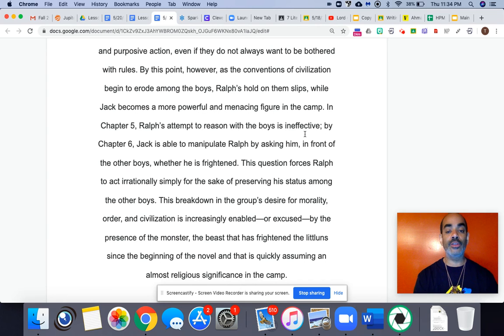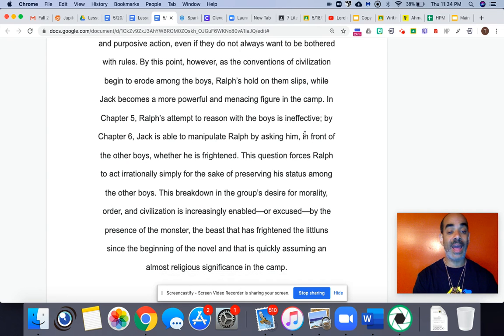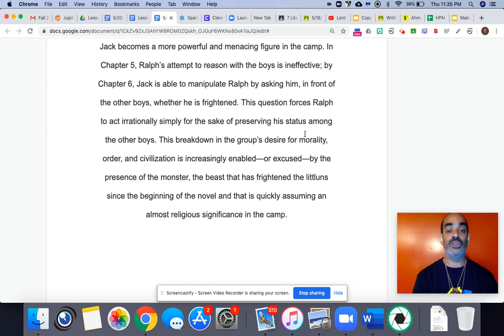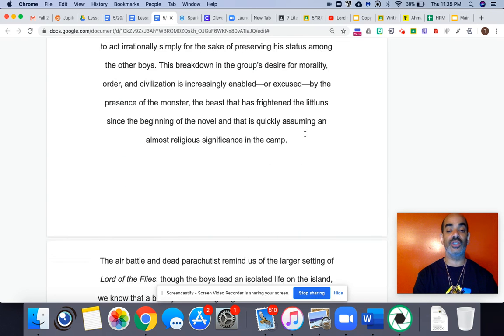The breakdown in the group's desire for morality, order, and civilization is increasingly enabled or excused by the presence of the monster, the beast that has frightened the little ones since the beginning of the novel, and that is quickly assuming an almost religious significance in the camp.